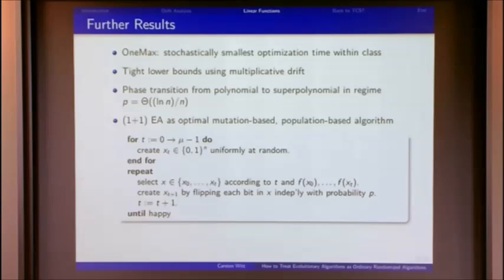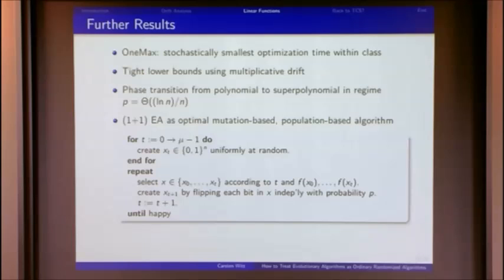And the thing I mentioned before is that, in fact, we can identify the 1 plus 1 EA as the fastest algorithm within this class of algorithms where we can use a population of arbitrary size and we can decide to select any search point from the history for mutation. And the mutation probability could be something which is bigger than 1 over n. And it turns out that the 1 plus 1 EA is the optimal algorithm within this class on linear functions.